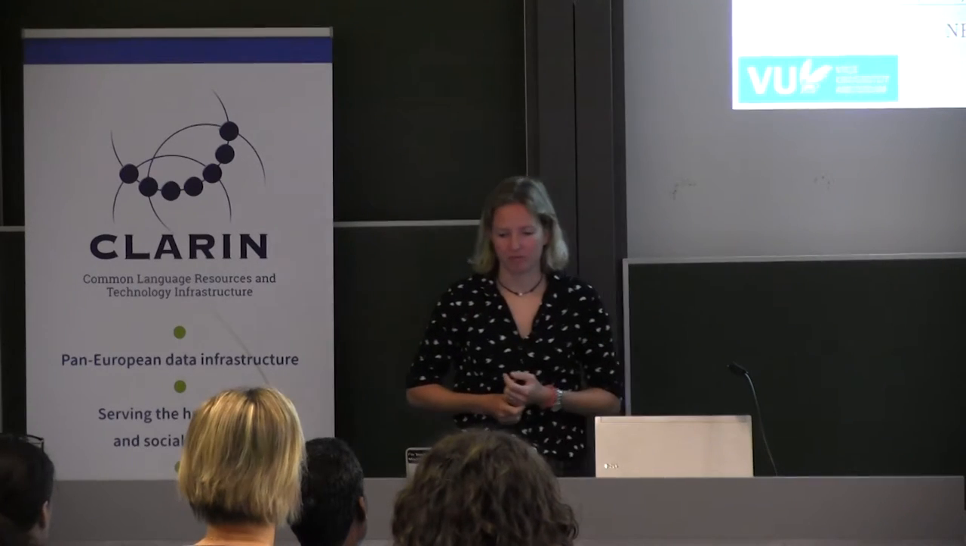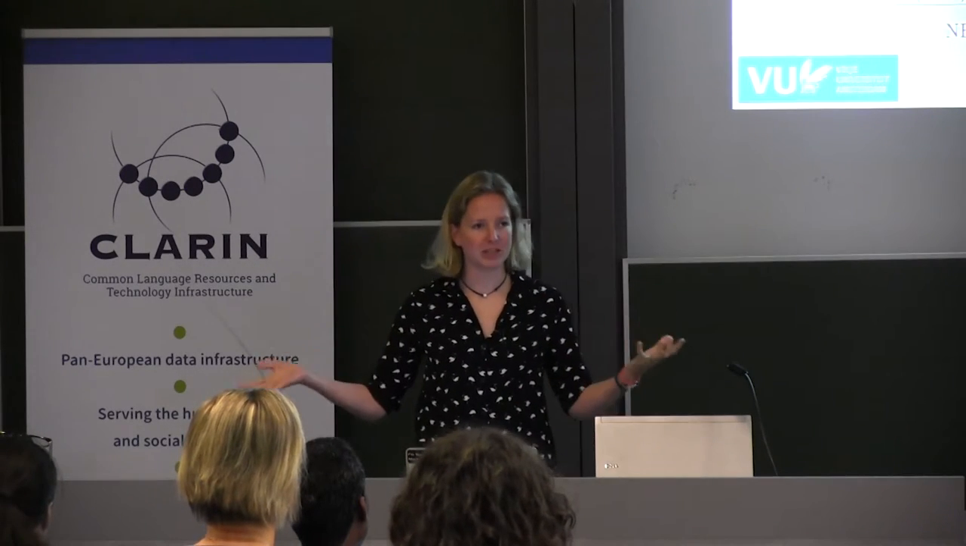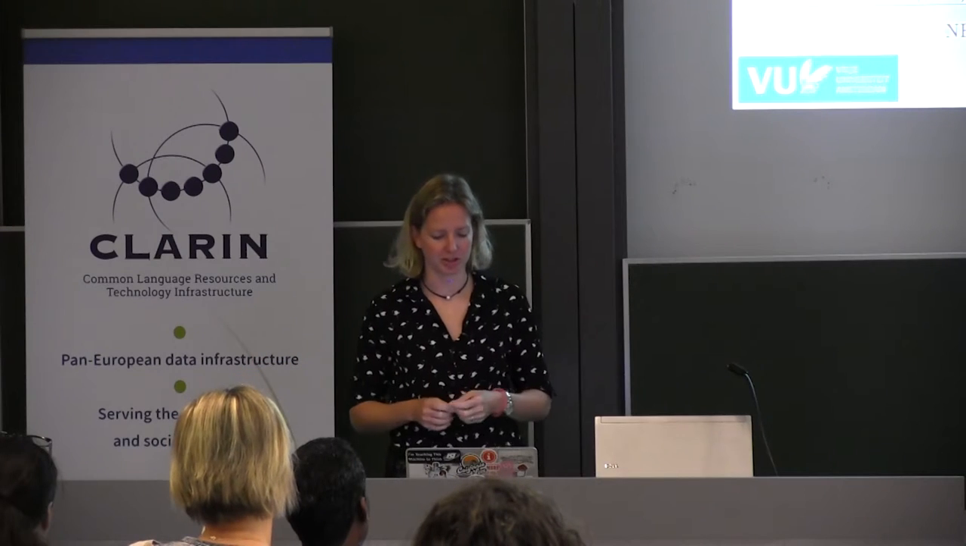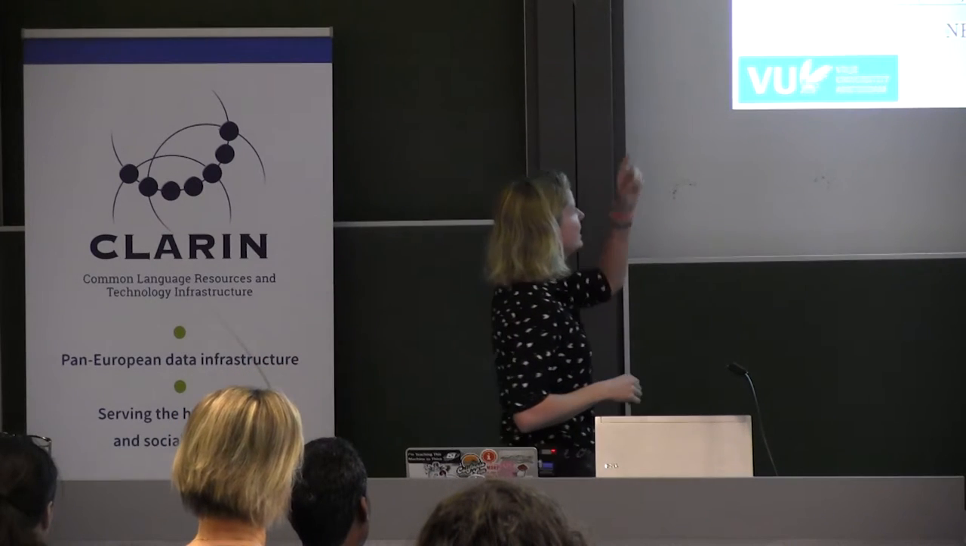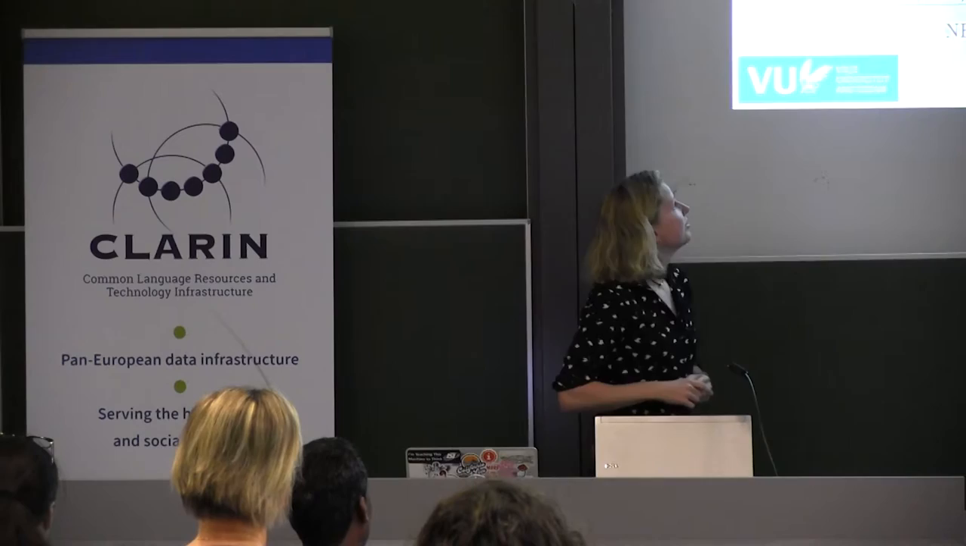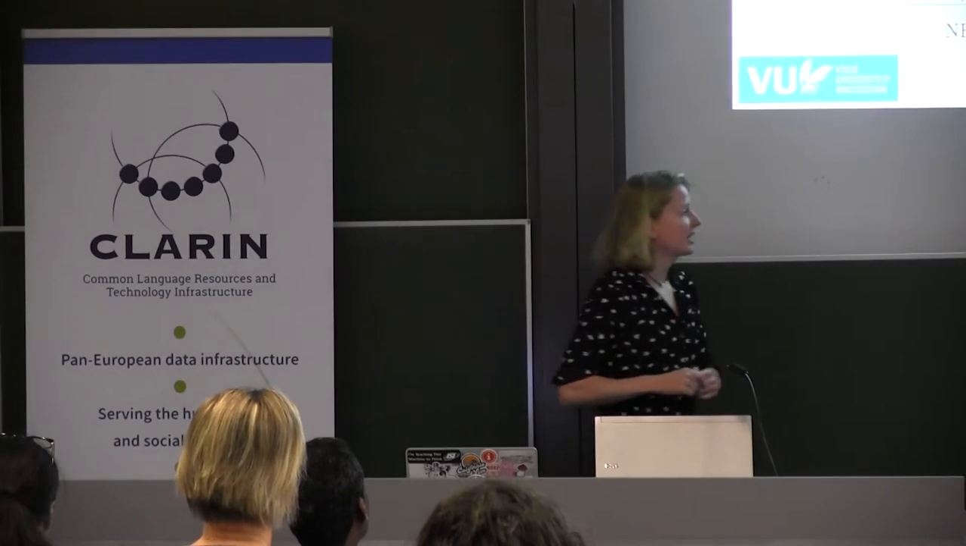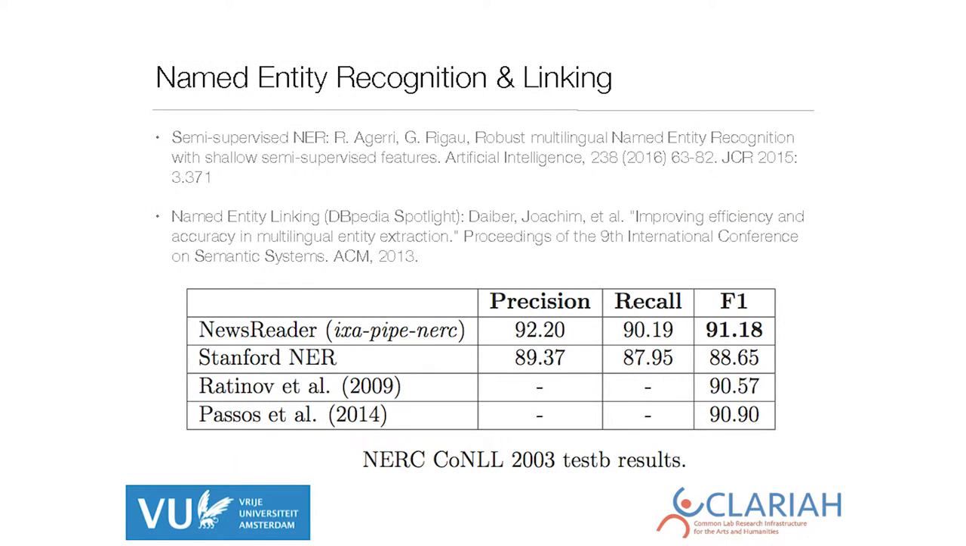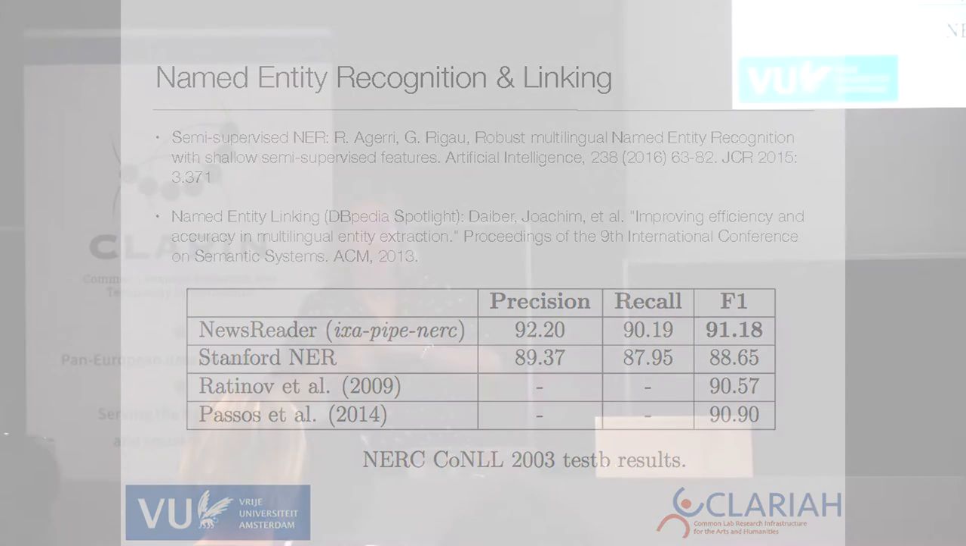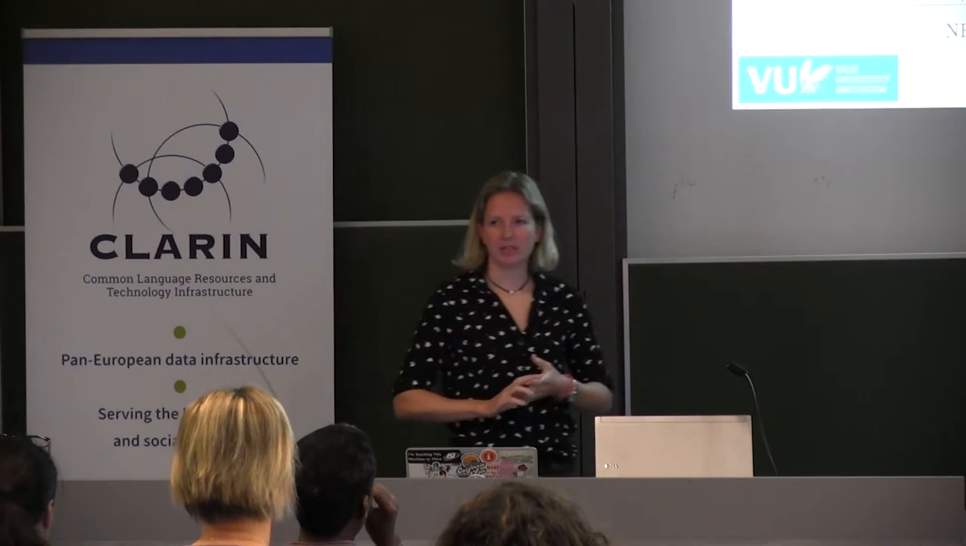Named entity recognition. So, we all want to know who's mentioned in this text and what companies are mentioned in this text. And then our colleagues in the Basque Country built a named entity recognizer that outperforms a lot of the state of the art. So this is one of the results on a standard data set. This is very important. So we get a 91 point F score on the CoNLL 2003 test results.